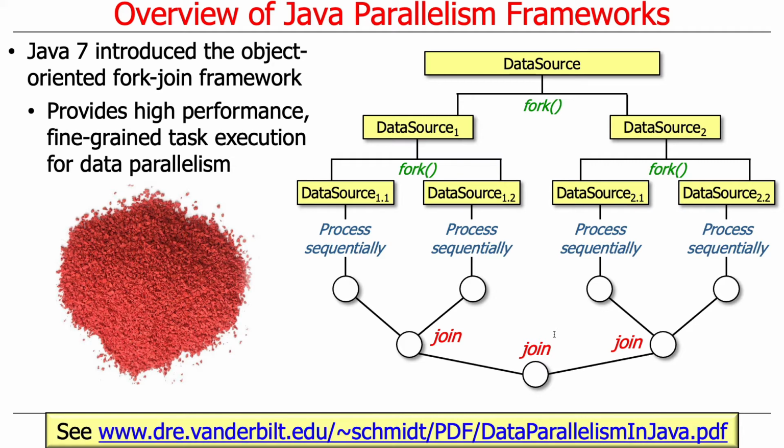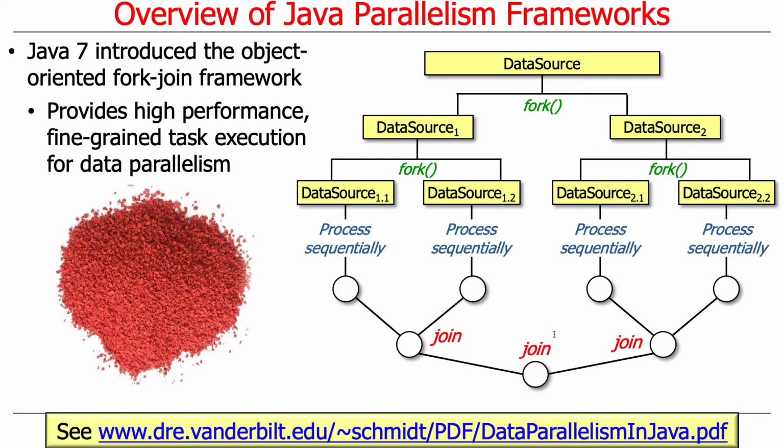So let's break that down a little bit. High performance means that we want it to run fast. Fine-grained task execution means that you can have thousands or tens of thousands or hundreds of thousands or millions of tasks that are running. So each task can be very small, and you can have a lot of them, so it's small granularity. And data parallelism means that we use data as the means to make things run in parallel.